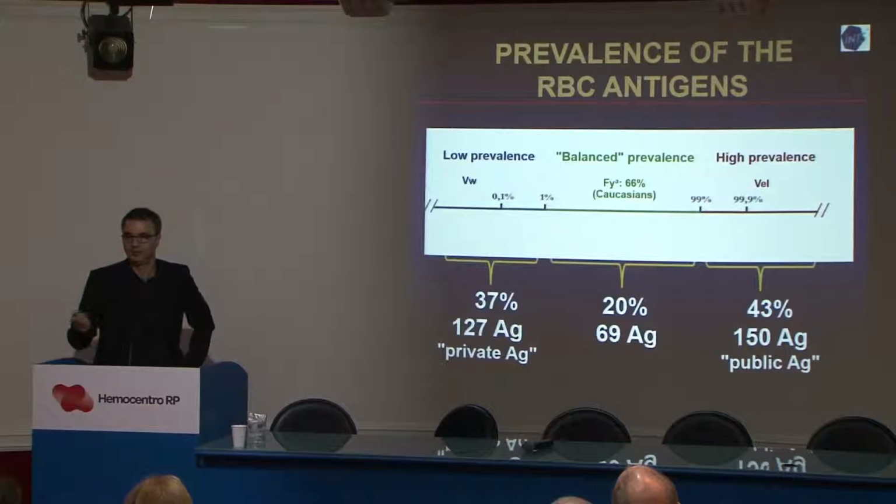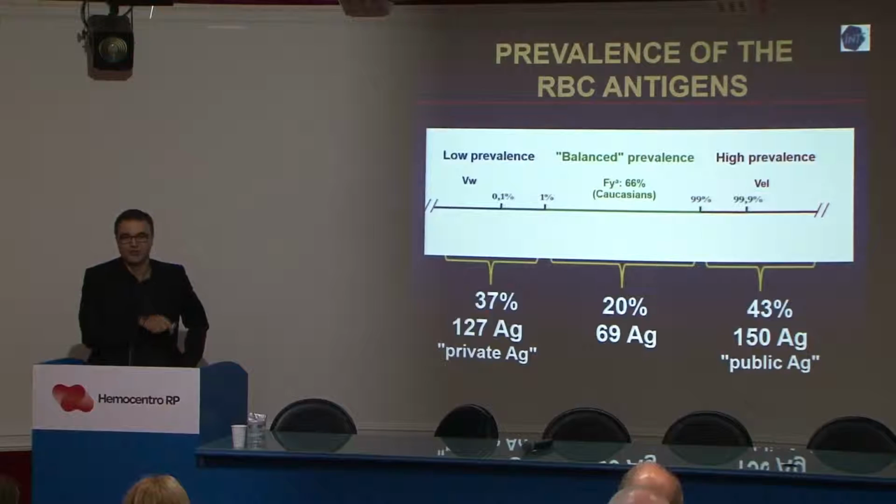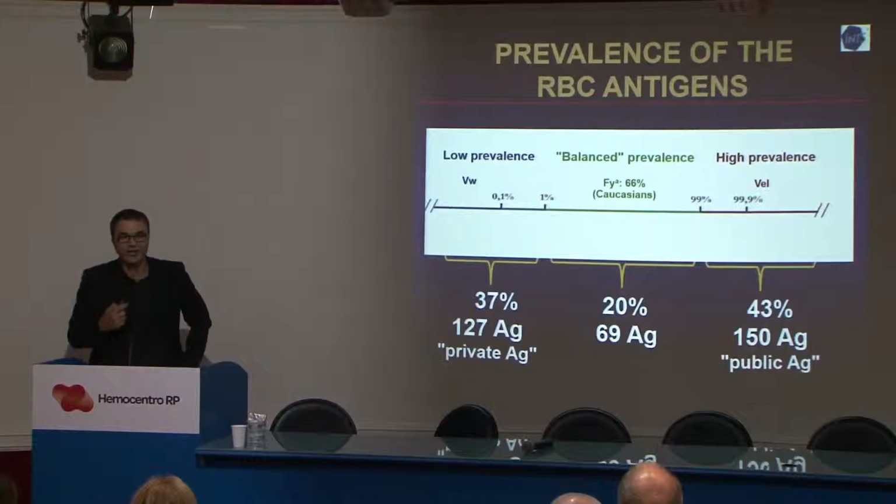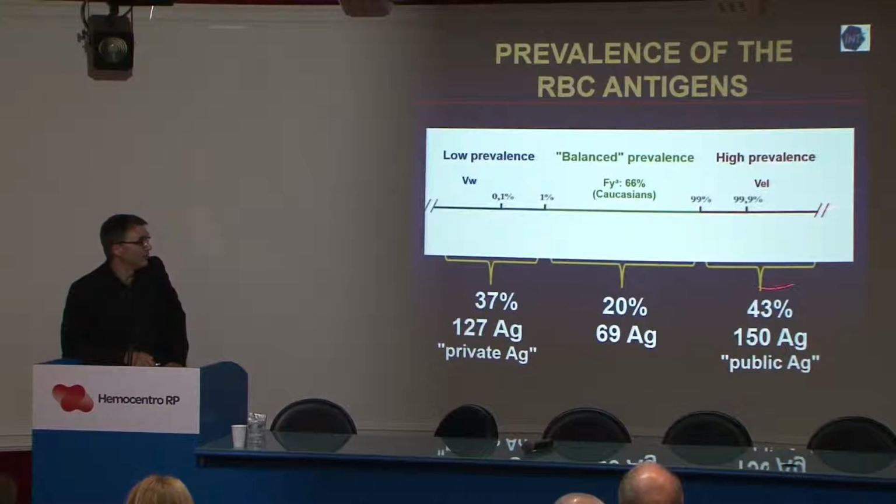So this is where the routine problems occur. If you don't carry an antigen here, then you are said to be public antigen negative. And if you are transfused, you may develop the corresponding antibody, and then it can cause a real challenge to find blood, because there is no chance to find compatible blood in your blood bank.